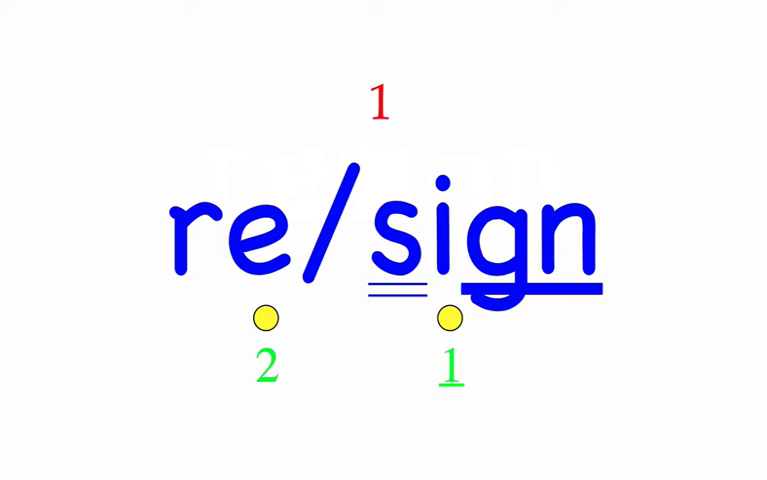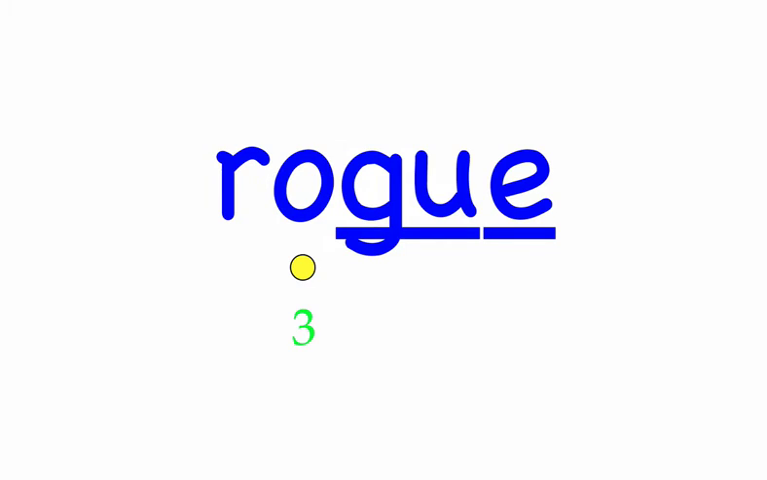Rogue. The soldier went rogue and provided intelligence to the enemy. Rogue. Three sounds. R, O, G. Rogue. Mark the word. G-U is a team here, representing the sound G. The E at the end of the word is serving as a signal to the O to represent its long sound. Thus, vowel group 3 is in effect.